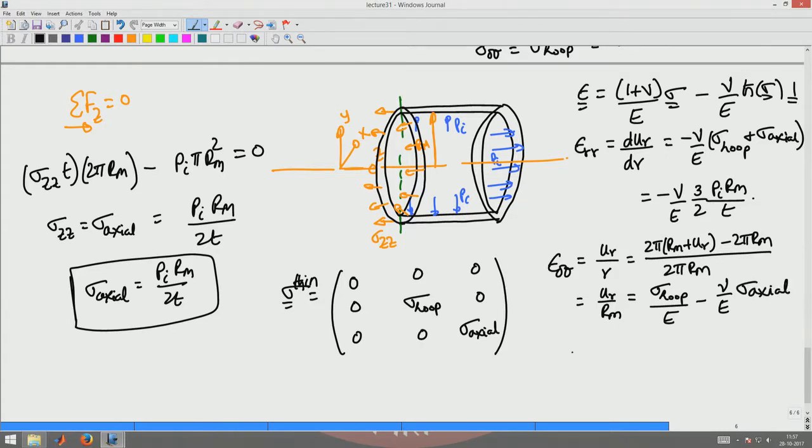Okay. So, from here you get u of r to be Rm times E into pi Rm by 2T into 2 minus nu. Or this will be pi Rm square by 2 Et into 2 minus nu. Okay.